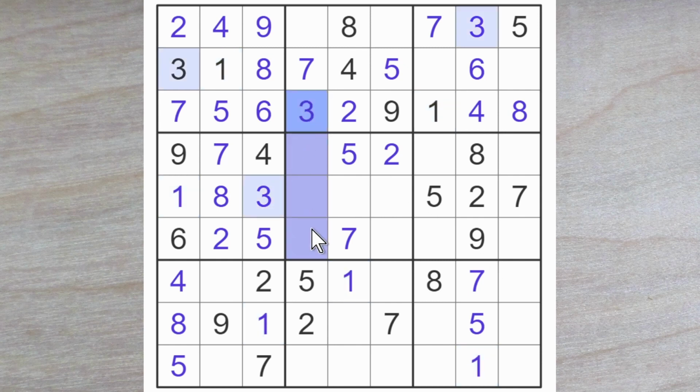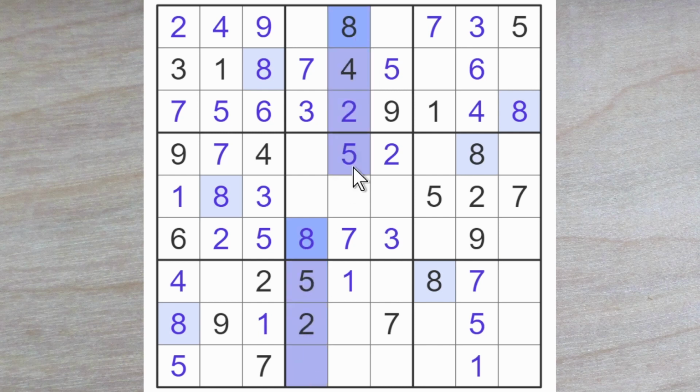There's a 3 blocking down here and a 3 blocking across, making this a 3. The 8 blocks here and here, so then 8 must go in this square. 8 blocks down, 8 blocks down, 8 blocks over, 8 therefore goes here. We now have all the 5s, all the 7s, and all the 8s in this grid. So I'm pretty confident that we shall succeed in solving it.